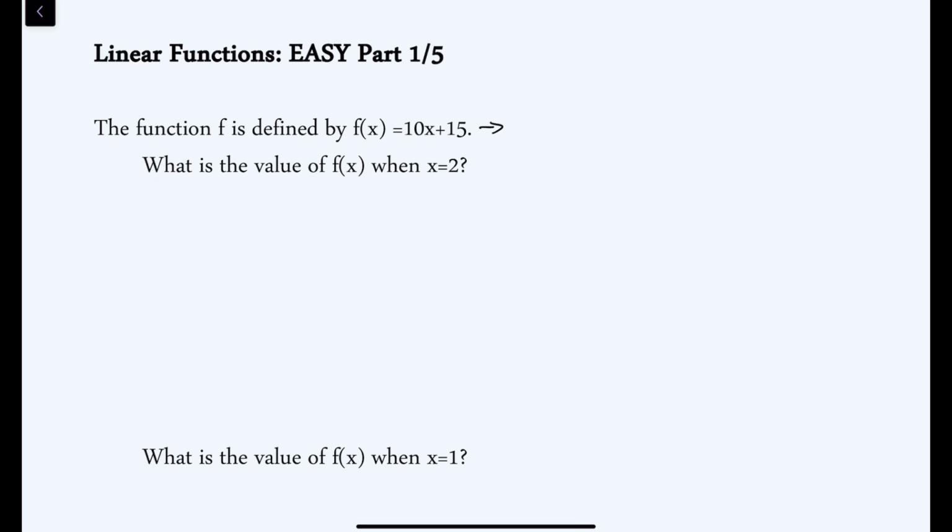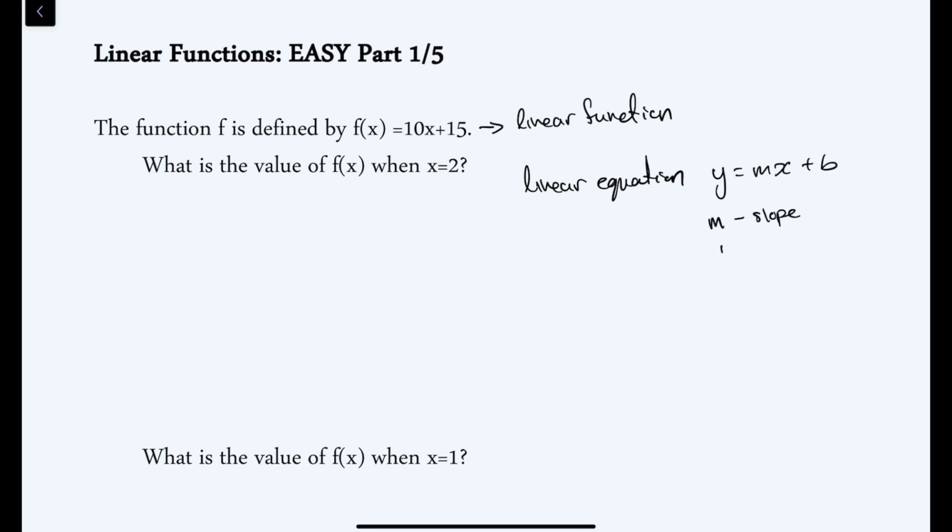The first thing to notice is this is a linear function. You might even recognize it because of the linear equation. The standard formula is y is equal to mx plus b. Slight reminder, m is the slope and b is the y-intercept.